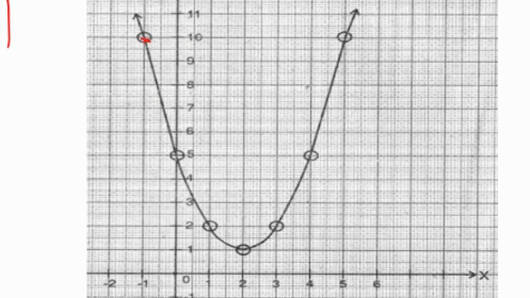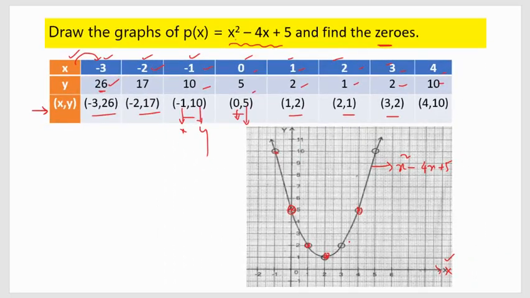0 comma 5: x is 0, so just forget the x-axis, and on the y-axis you have to mark 5. 1 comma 2, x is 1, y is 2. 2 comma 1, x is 2, y is 1. 3 comma 2, x is 3, y is 2. 4 comma 10. Once you get these points, you join them with your free hand to get the parabola. This is the graph of the quadratic polynomial x square minus 4x plus 5. Clearly, we observe that the parabola is not touching the x-axis. As the parabola is not touching the x-axis, we have no zeros. So the solution is no zeros.